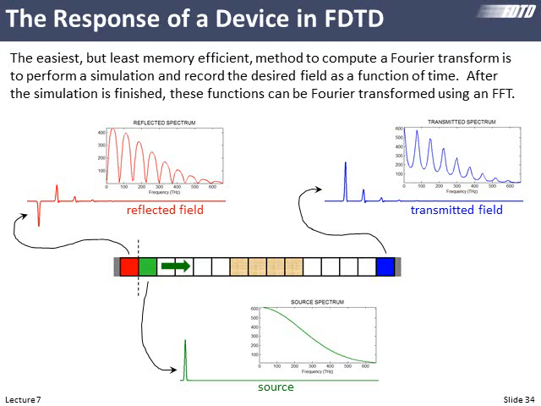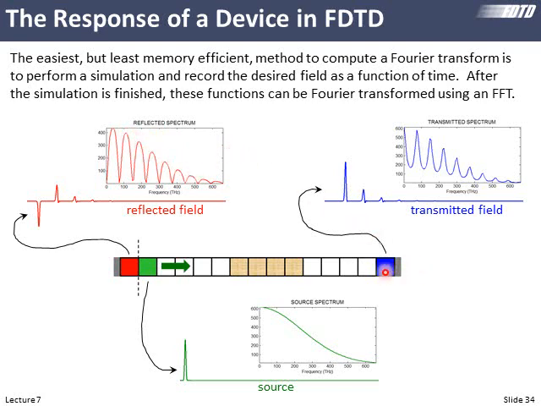So let's go back to the response of the device. Pretend for a second we had actually recorded the field at this first point as a function of time, and it would look like this. And if we used an FFT to calculate the Fourier transform, here's what the reflected spectrum would look like. And notice it rolls and drops.